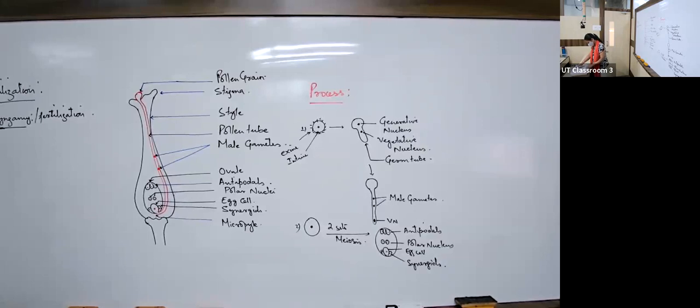See, the process of fertilization is here. Two fertilization, double fertilization. See? Two fertilization. These are the steps of fertilization that we are going to study now. And okay, other things I will show you here.